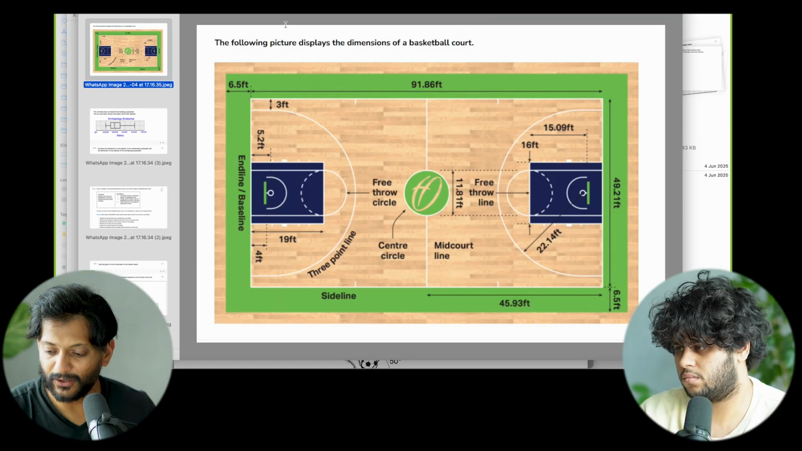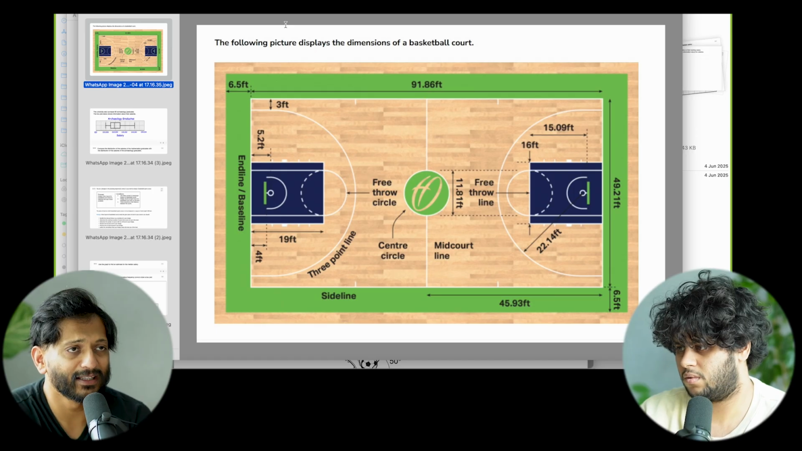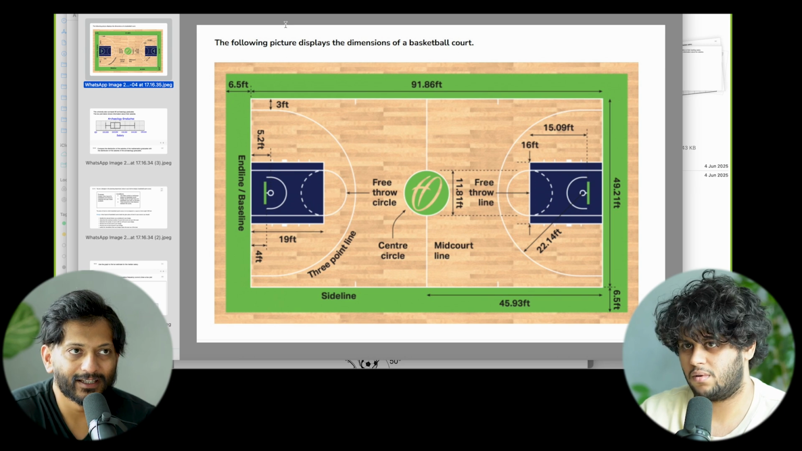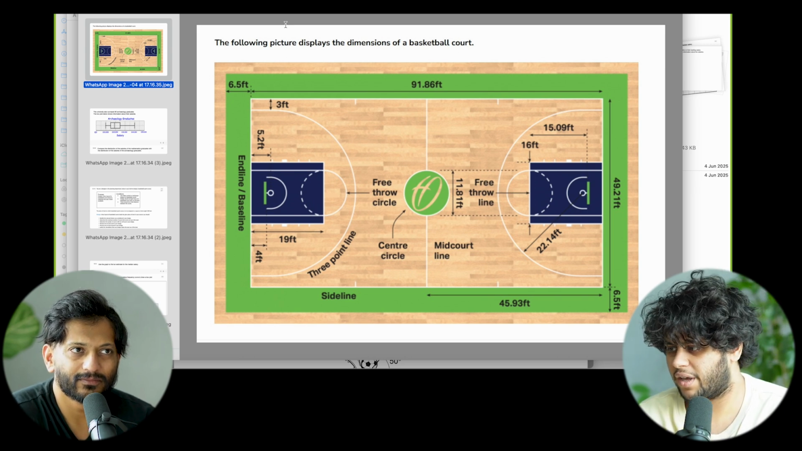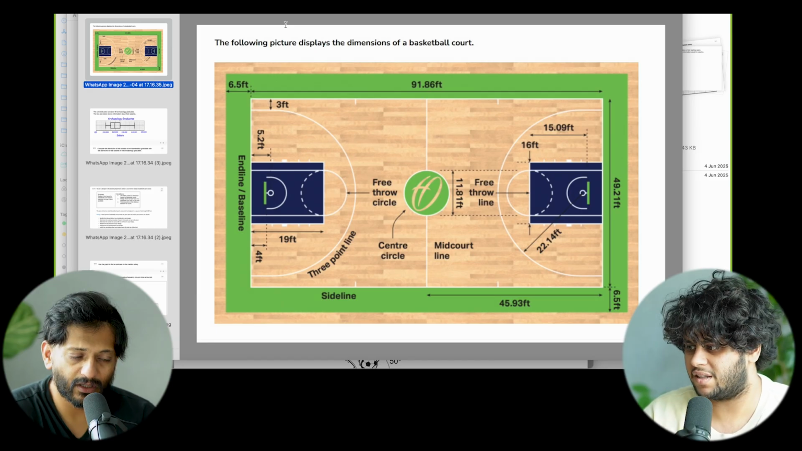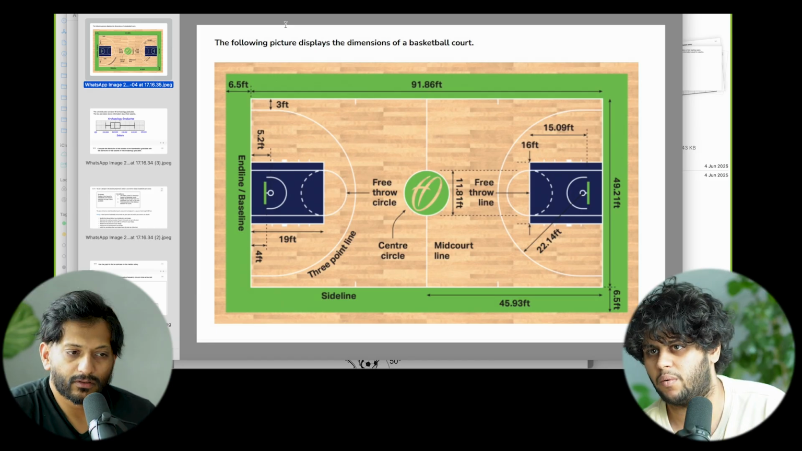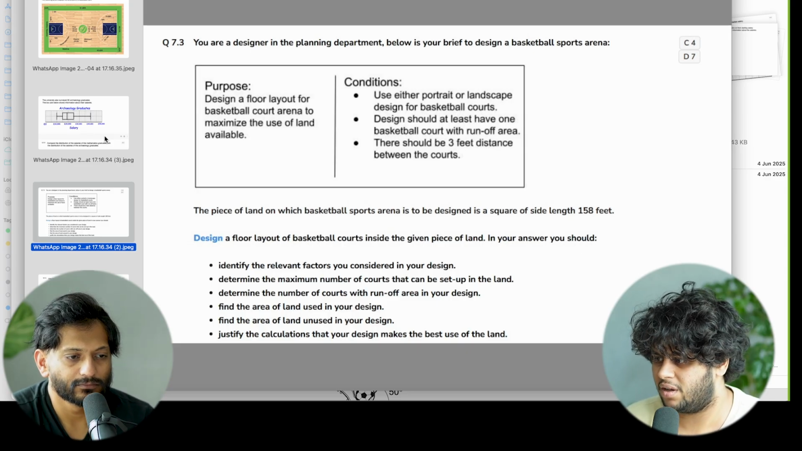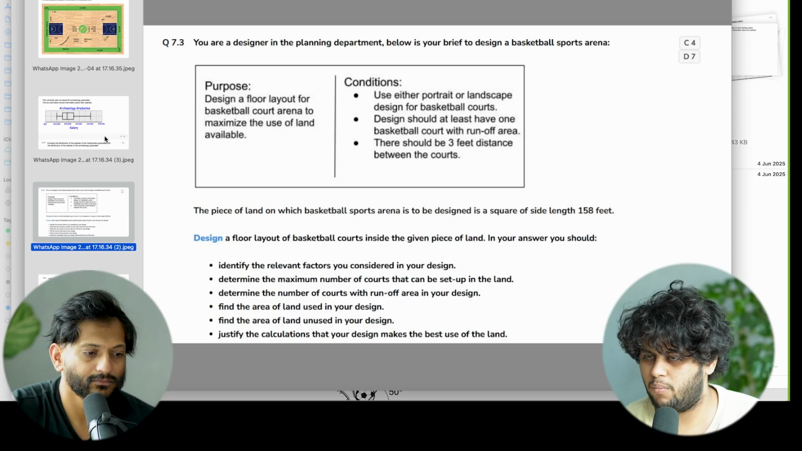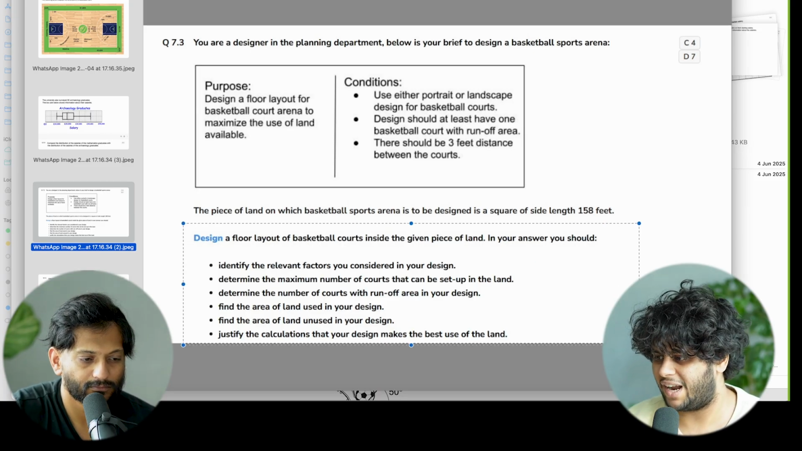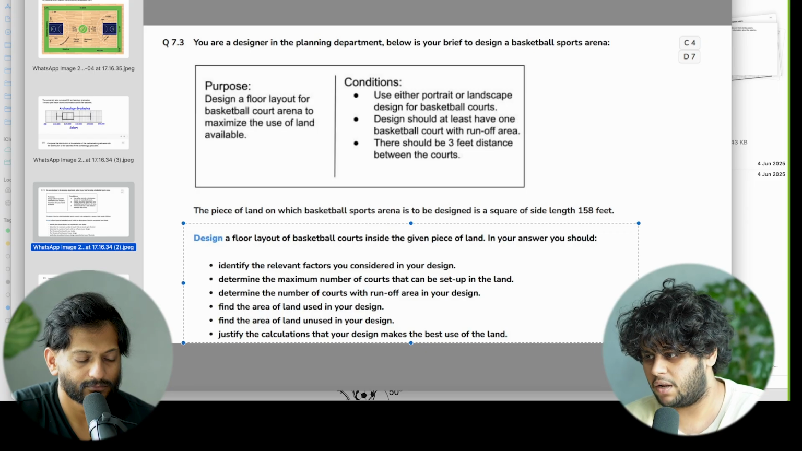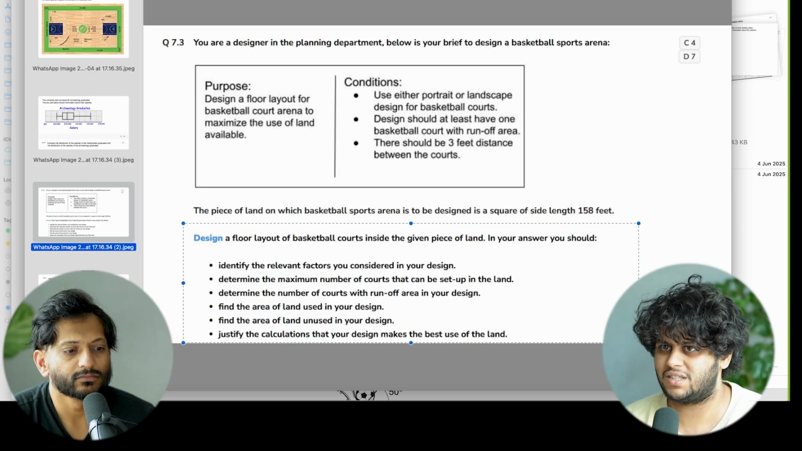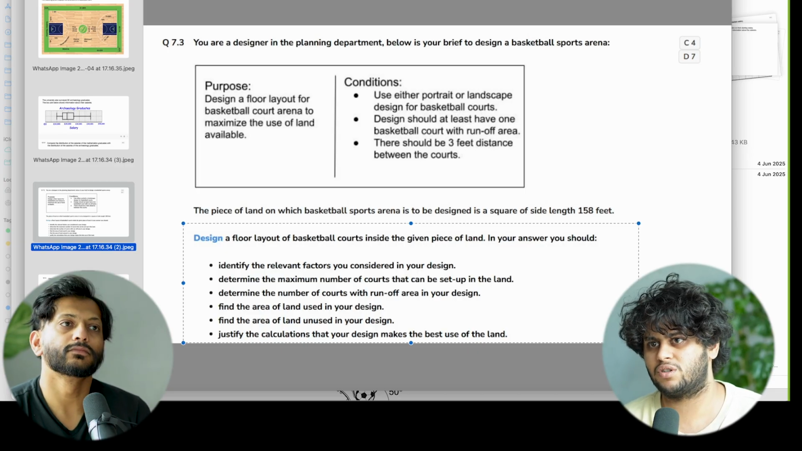All right. So now we have Adu who's going to take us through math. We are now looking at what exactly, Adu? The E-assessment. Yeah, we are looking at the MYP E-assessment, and this is the image for the question that is provided. So if you look at this question, it says design a floor layout of a basketball court inside the given piece of land, and they've given you multiple factors that you have to consider while designing the floor layout, like identifying the relevant factors, determining the maximum number of courts, and so on. In IGCSE, they would probably just tell you this is the area you have, how many basketball courts could you fit into this?